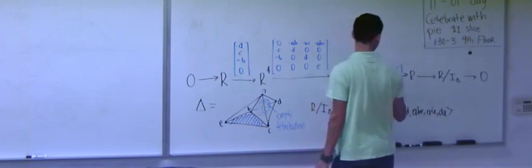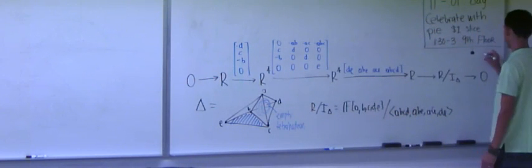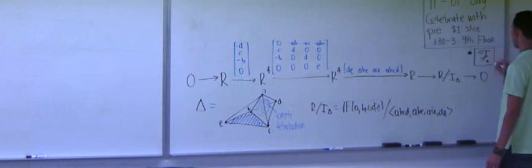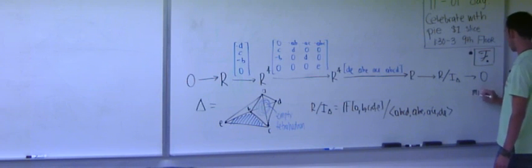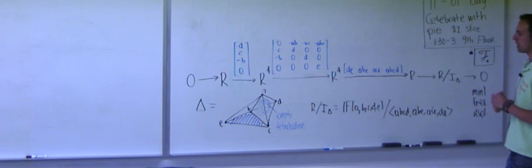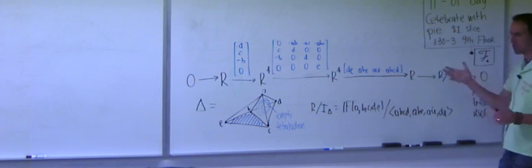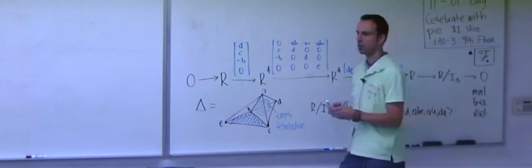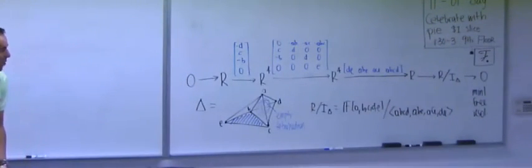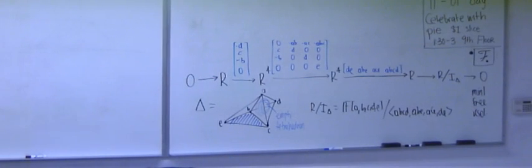So maybe I'll call this like this. It's a minimal free resolution. Okay. And so how is it that this thing looks like a homology computation? What do I mean when I say that?